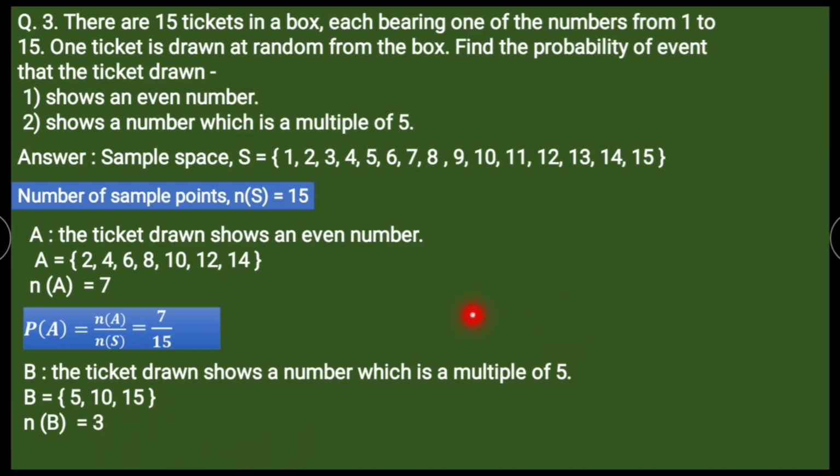So we write the probability with the formula P(B) equals n(B) upon n(S). n(B) is 3, n(S) is 15. So write 3 upon 15. After simplifying we get 1 by 5.